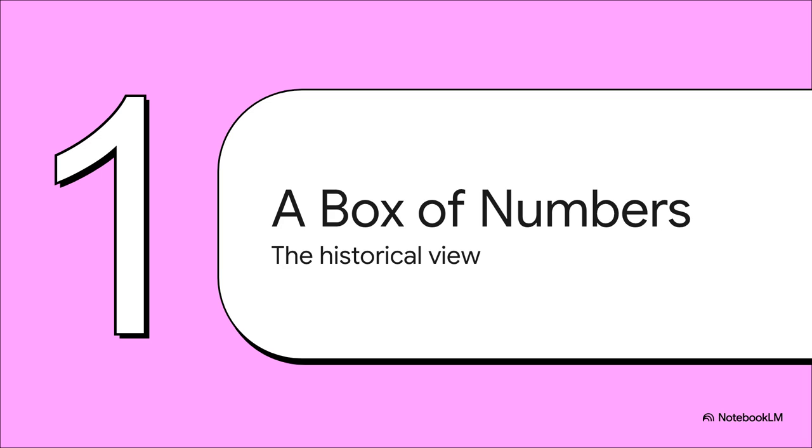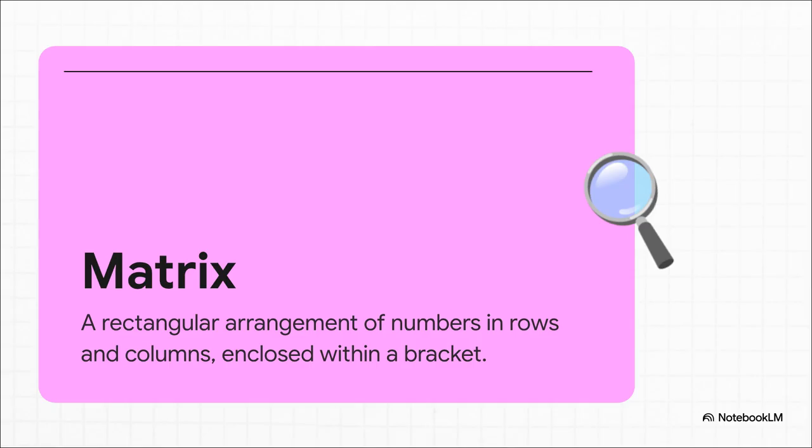Okay, so let's start with world number one. This is the matrix you probably remember from school. The historical view, where a matrix is basically just a box for your data. So, the textbook definition is pretty dry. It's a rectangular arrangement of numbers in rows and columns. But a better way to think about it, it's like a filing cabinet for numbers, super organized. Every number has its own spot, its own row and column, so you know exactly where to find it.